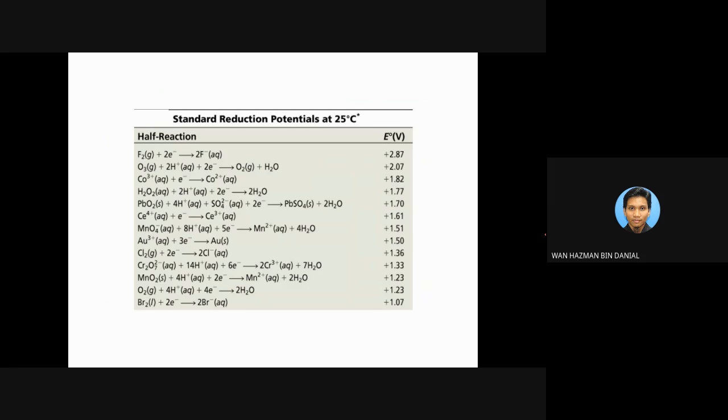Okay. Ini adalah standard reduction potential lah. Various ni. So remember yang ni semua has been experimented. Semua dah tested lah against the hydrogen tadi tu yang kosong kan. So bila kosong yang ni represent this particular half reaction lah.